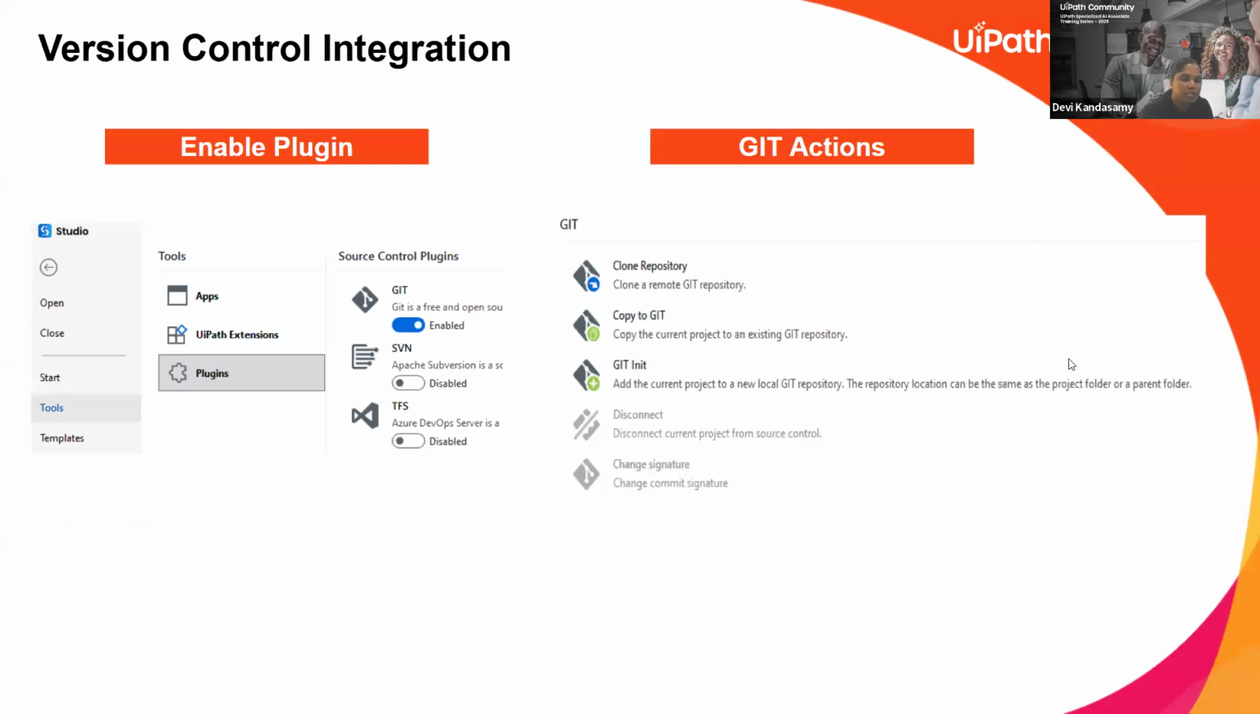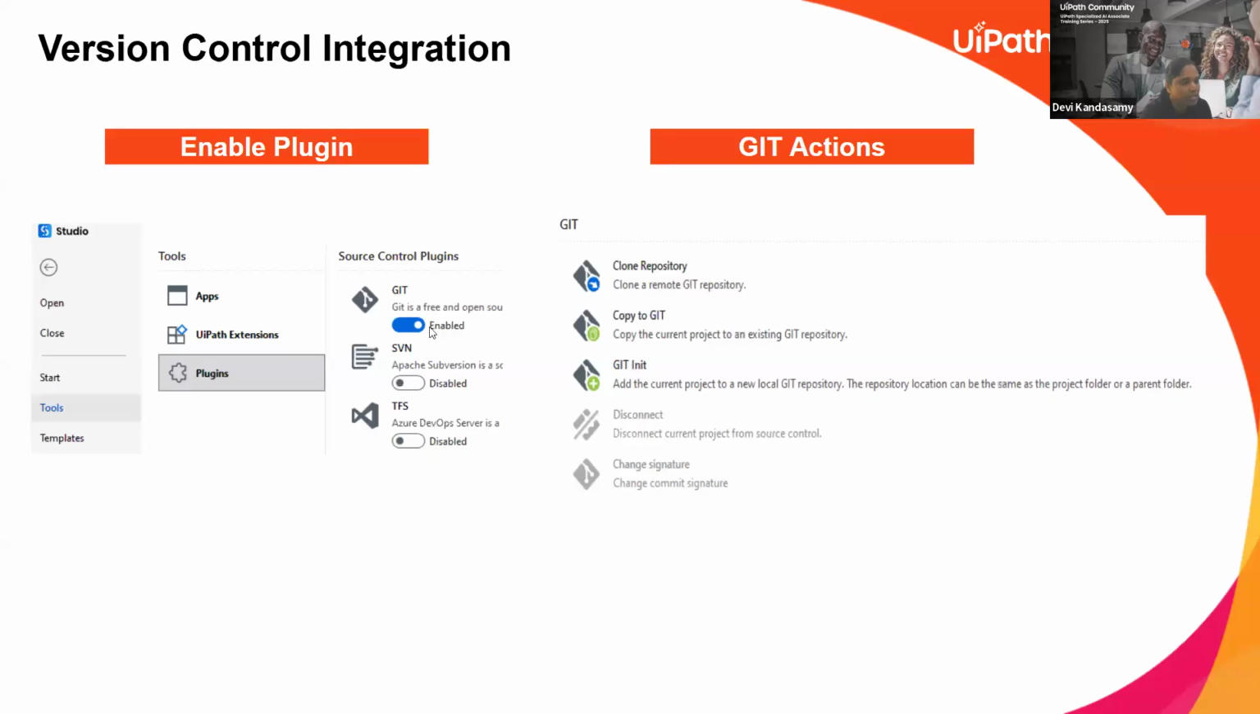Next, we're coming to version control integration. With UiPath, we have integration to source control systems like Git, SVN, and TFS. To enable connection, first you have to navigate to the Studio backstage, click on Tools and Plugins, and then within the source control plugin, you have to enable the corresponding source control that you want to work on.